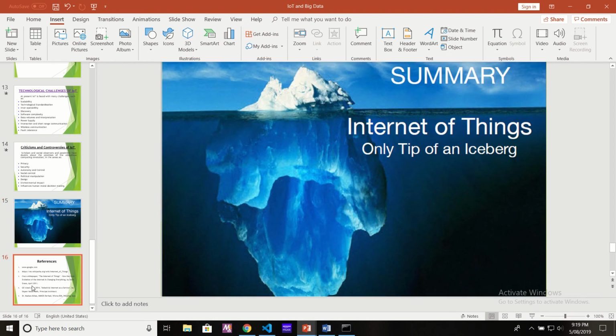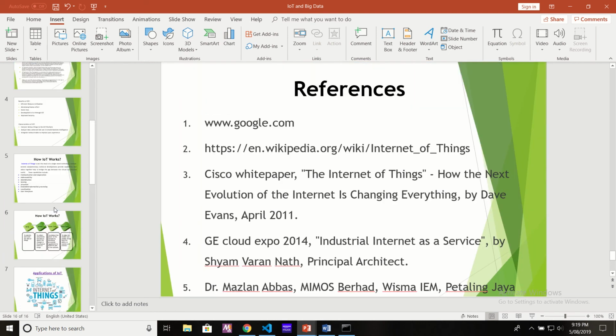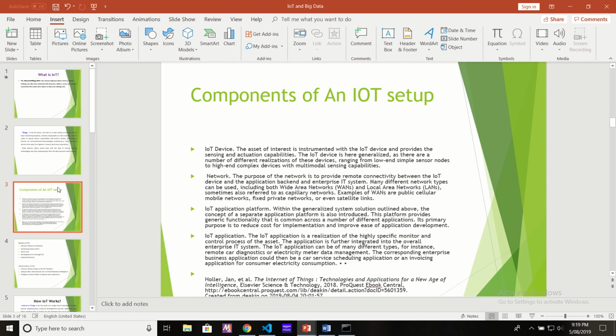Summary: Internet of Things, only the tip of an iceberg. Okay, this is the basics of Internet of Things.